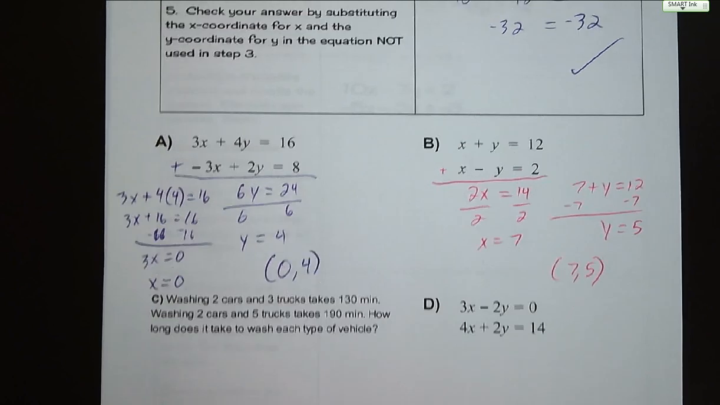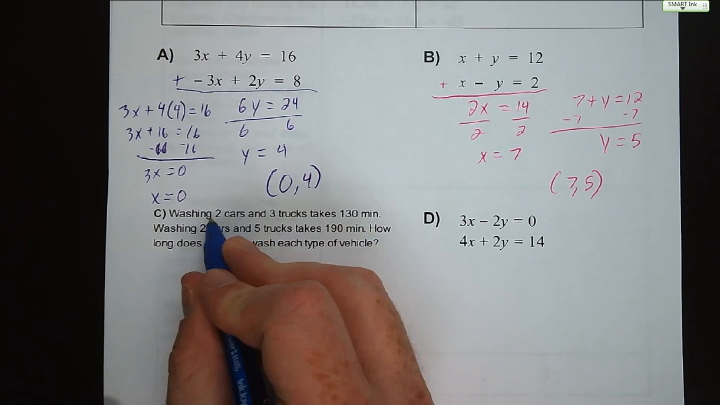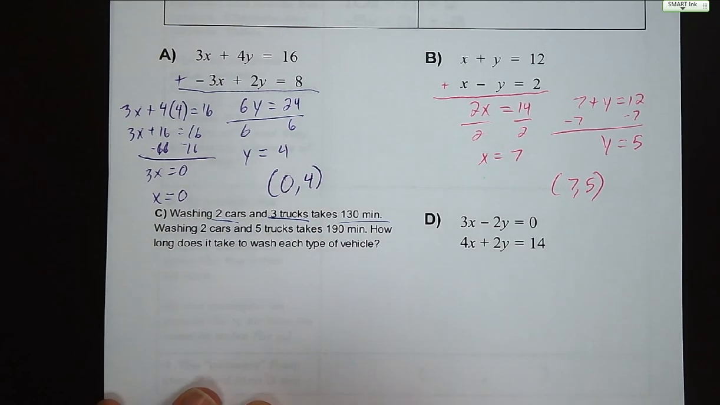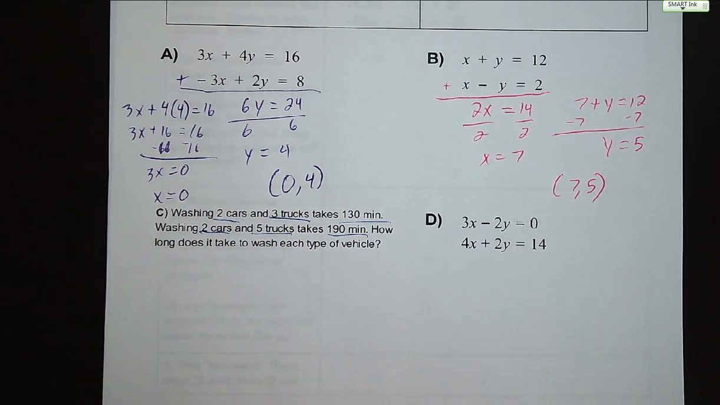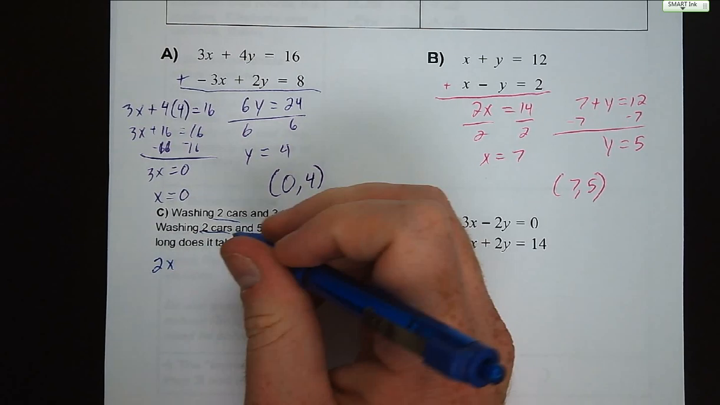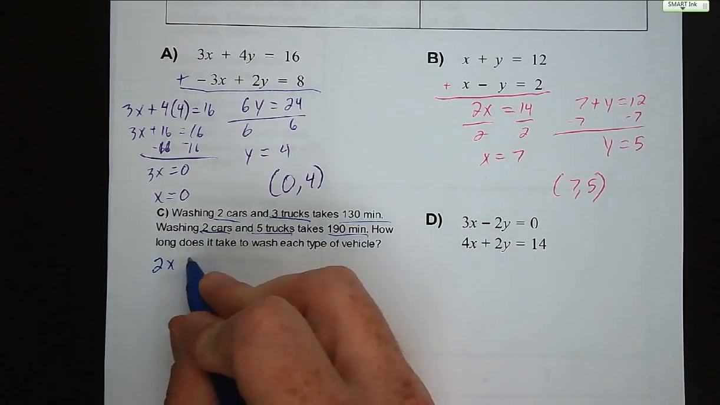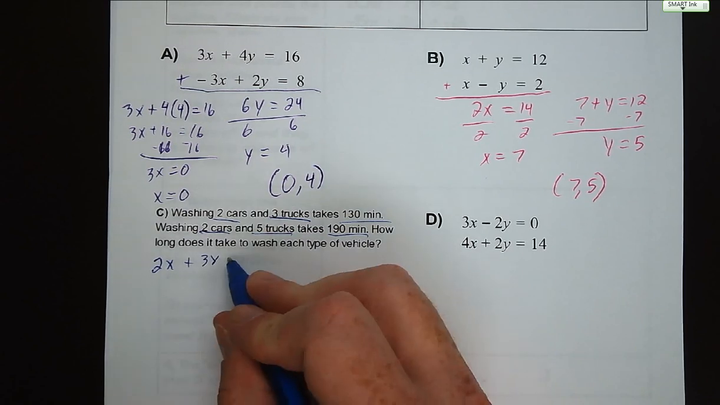All right. Letter C and letter D. Now letter C, we need to write the equation ourselves before we can solve it. So 2 cars and 3 trucks take 130 minutes to wash. 2 cars and 5 trucks takes 190 minutes. How long does it take to wash each type of vehicle? So we have 2 cars times the amount of time it takes to wash a car plus 3 times the amount of time it takes to wash a truck is equal to 130.